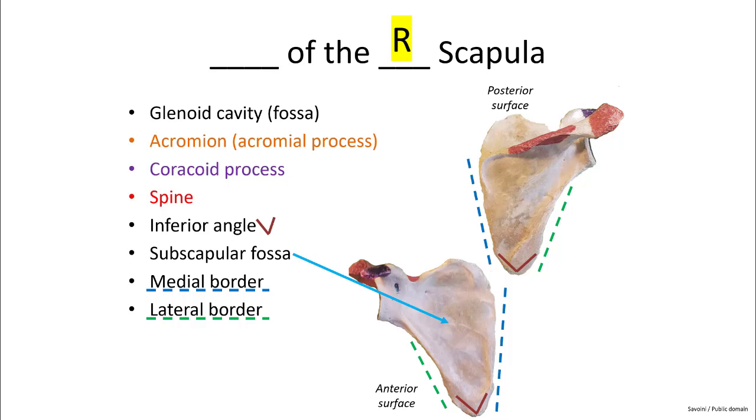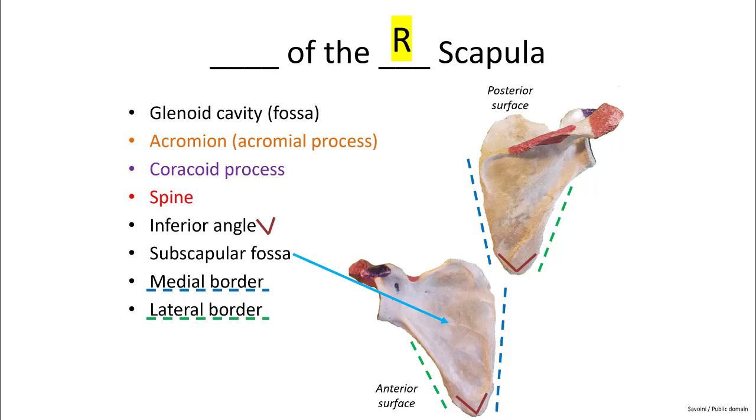The list there on the left indicates the features that you need to know. So there is the glenoid cavity or glenoid fossa. That's going to form the cup of your shoulder socket. The acromion, also known as the acromial process, is the feature that you can feel on the top of your shoulder. The coracoid process is a little hook that goes right above the glenoid cavity. The spine of the scapula, of the right scapula in this case, is the handle that we referred to earlier.